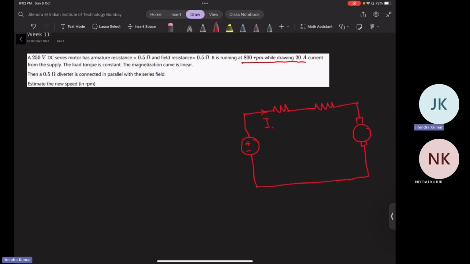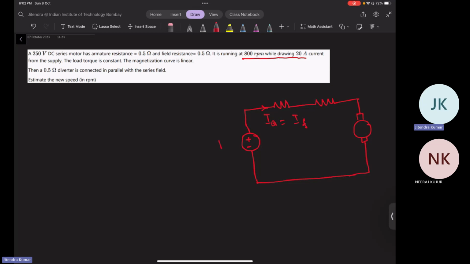So whatever armature current will flow in the circuit, that will be equivalent to the field current of the circuit, right? So it is the supply voltage and it will be your back EMF, and this you can consider as RF and RA. Okay. So another condition is given that load torque is constant and magnetization curve is linear. Now, it's fine till now. Then a 0.5 ohm diverter is connected in parallel with the series field.